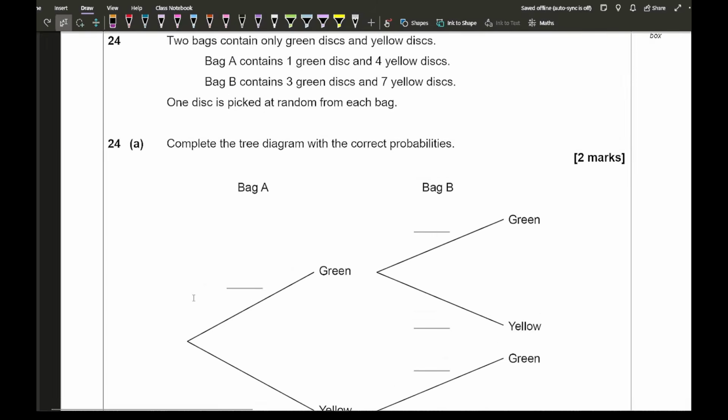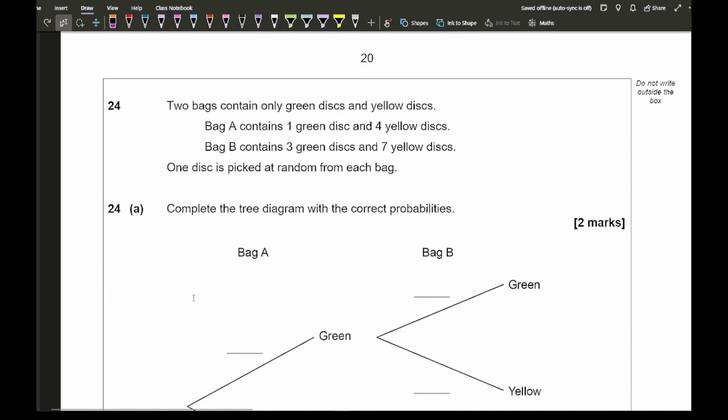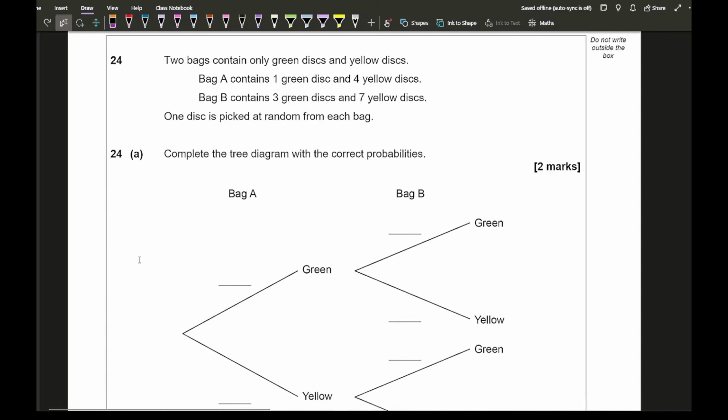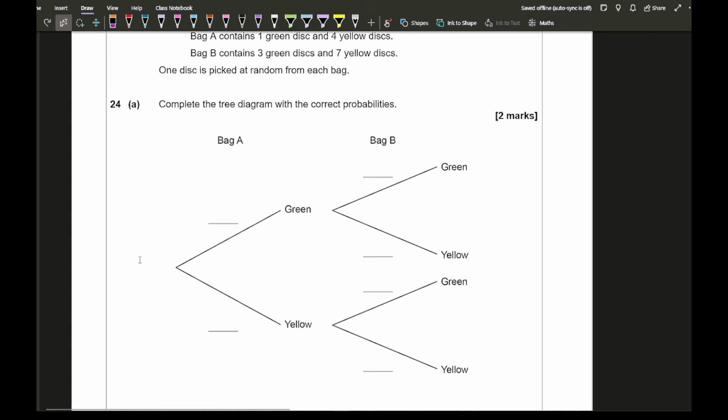Moving on to question 24, it says 2 bags contain only green discs and yellow discs. Bag A contains 1 green disc and 4 yellow discs. Bag B contains 3 green discs and 7 yellow discs. 1 disc is picked at random, and question 24a asks us to complete the tree diagram with the correct probabilities. So let's just zoom out so I can see it all on the screen.